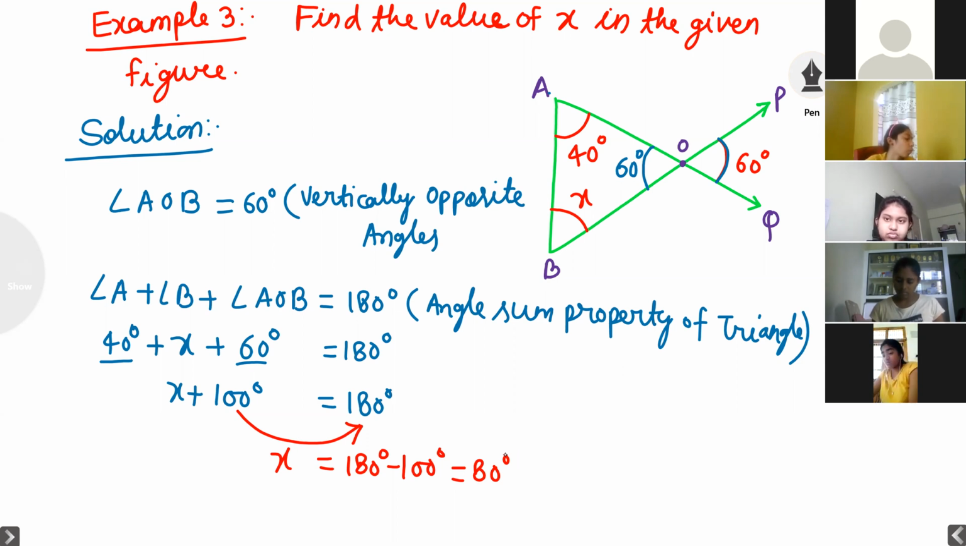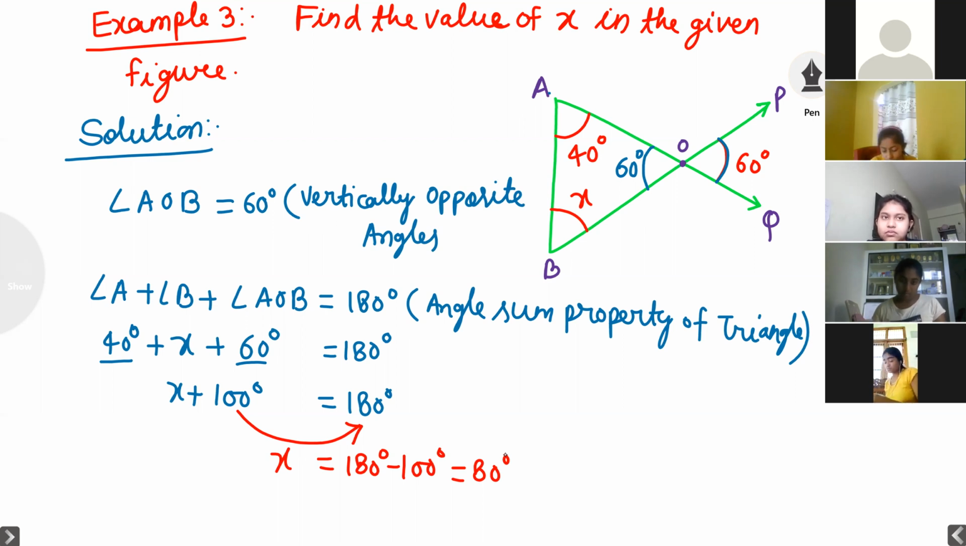I hope you got it. If they have given two angles in the triangle and we want to find the third angle, with the help of the angle sum property of a triangle, we can get the third angle. Whatever angles they have given in the triangle, add them, and whatever answer comes, 180 degrees minus that answer gives the third angle. Got it?